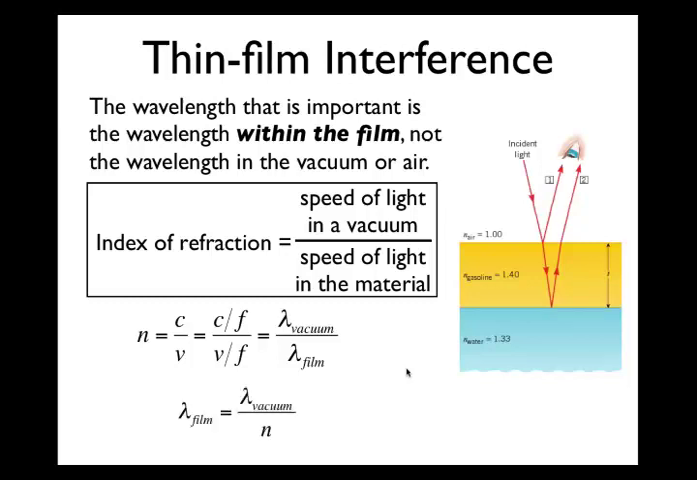That means that the wavelength of the light in the film is equal to the wavelength of light in a vacuum divided by n, which is the index of refraction. So for example, of gasoline, that is 1.4. So if the speed of light is 3 times 10 to the 8th meters per second in a vacuum, then it would be moving at 2.1 times 10 to the 8th meters per second in gasoline.